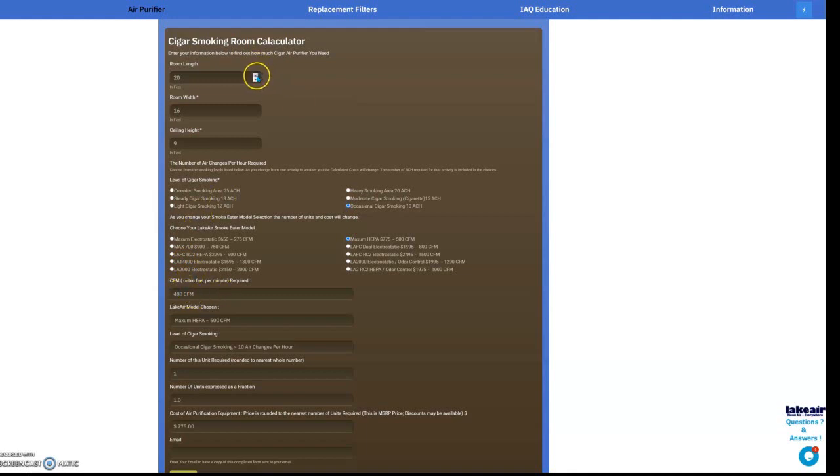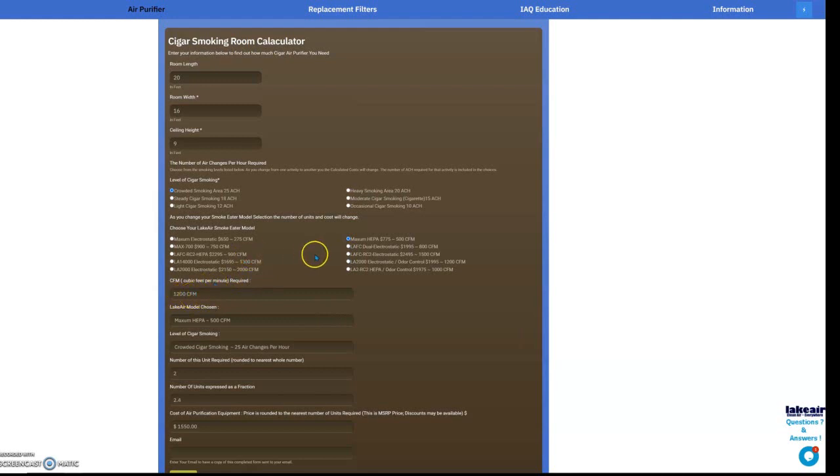As I start increasing the size, you can see that the amount of CFM goes up. Another thing you can see is, okay, we're just doing occasional smoking at 10 ACH. Well, light cigar smoking then takes the 480 to 576. So as you try different radio buttons, you see different results here in cubic feet.